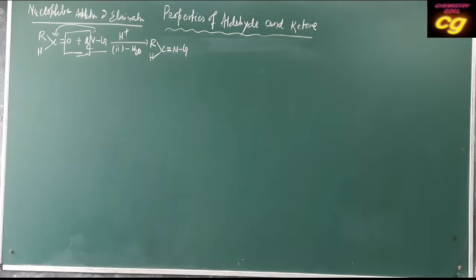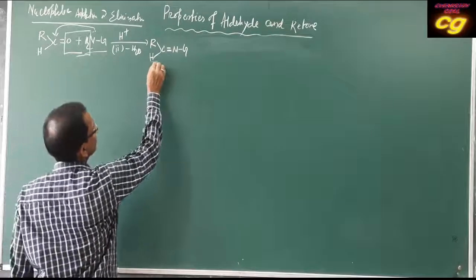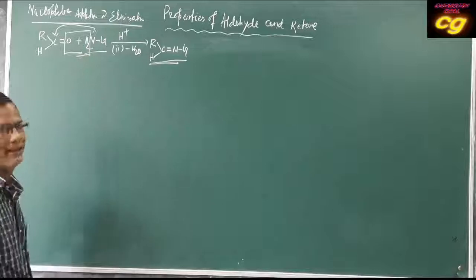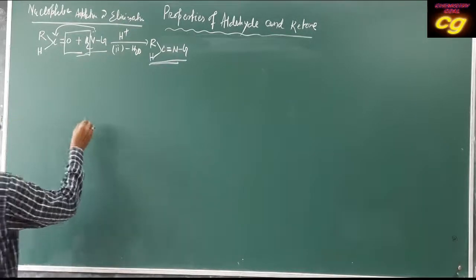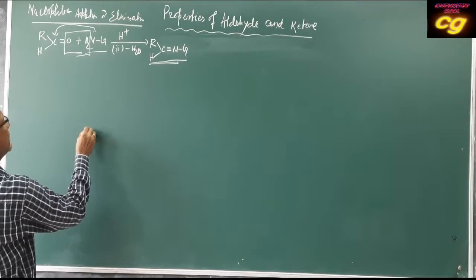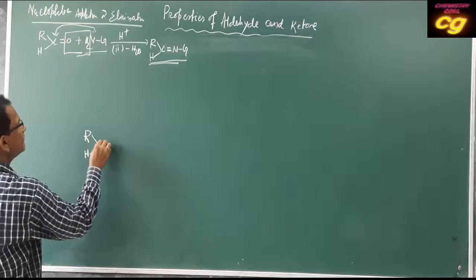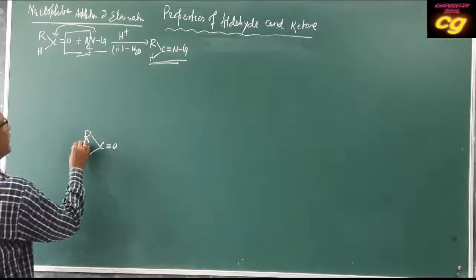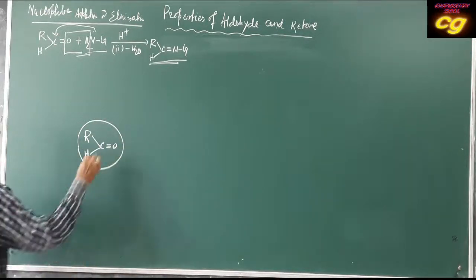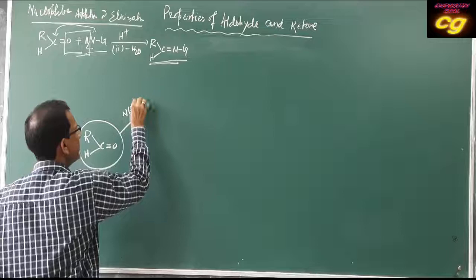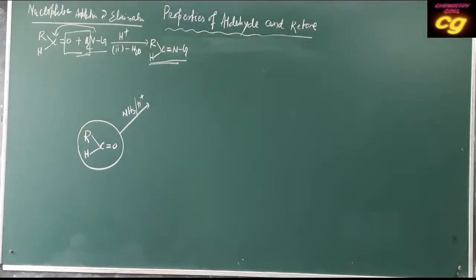So all ammonia and ammonia derivatives produce this type of product, that is, the product will be an unsaturated product, and the product depends upon the nature of the ammonia derivative that reacts. For example, here you can do it like this. Suppose this is your aldehyde or ketone, the main carbonyl group. If you react it with ammonia in a slightly acidic medium, then the product will be the same.